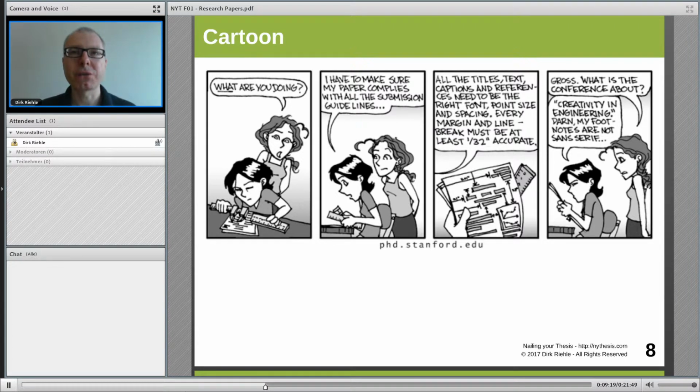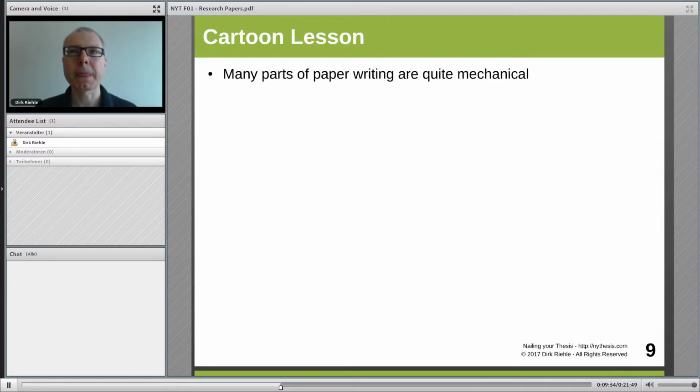So here's one aspect of why writing research papers is arcane. What are you doing? One PhD student asks the other. Oh, I've got to make sure my paper complies with all the submission guidelines. The submission guidelines in this case is just an inordinate amount of requirements on how to format your paper, what font size, what the margins are, how the formatting of the caption for some figure is supposed to look like, and on and on and on. And the joke here is, oh, it's a conference about creativity and science. The only place where you should not be creative is in the layout of your paper. Anyway, many things in paper writing, once you understand them, are quite mechanical.